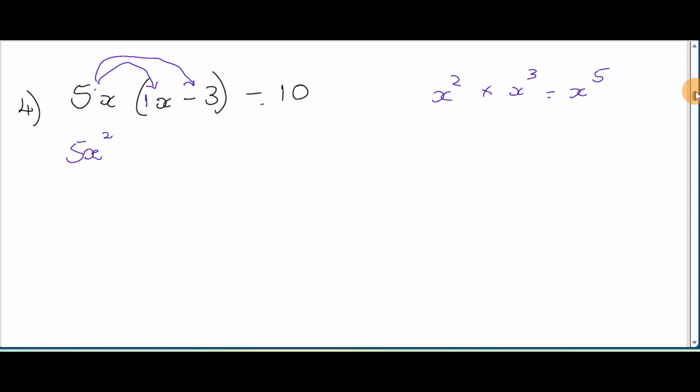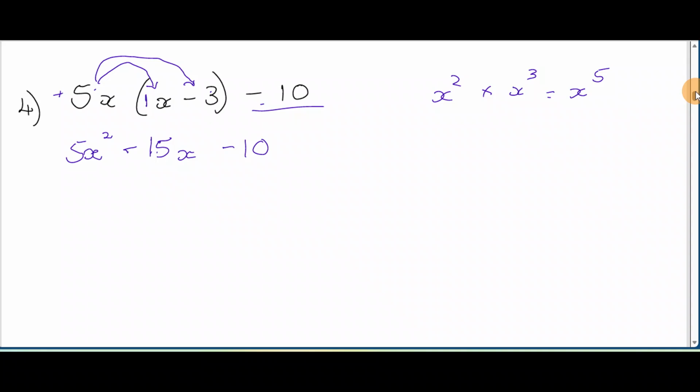Okay. So now we have 5x squared, and then we multiply with minus 3. So this is a positive. We're multiplying a positive and a negative. We have a negative. And then 5 times 3, we get our 15. And then we only have 1x, right? And then the minus 10, because this one is not affected by the bracket. So this would be our final answer.